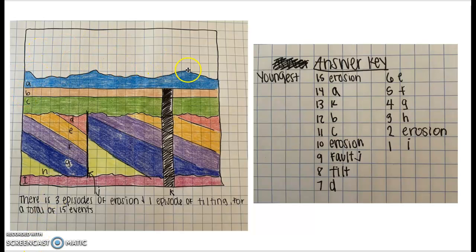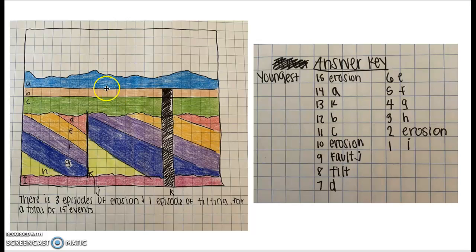And this episode of erosion is followed by layer A, and using the law of superposition, I can tell this because it's on the top. The next event would be dike letter K, that's right here. And this is an igneous intrusion that goes through all of these layers right here. So we know that it is younger than all of these layers besides letter A.